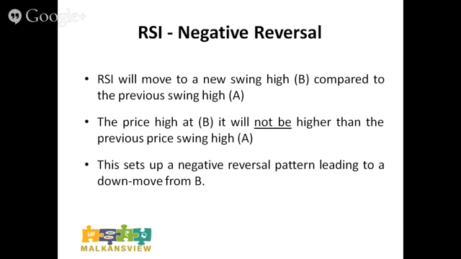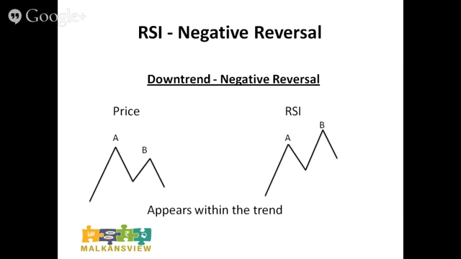Now we look at the negative reverse divergence. Same way, here price does not make a new high, but RSI makes a new high. That means I applied greater force, greater power, greater pressure, greater momentum. In spite of that, I am not able to cross A. That means it is bearish. And again, it appears in a downtrend only. And that's the best part.